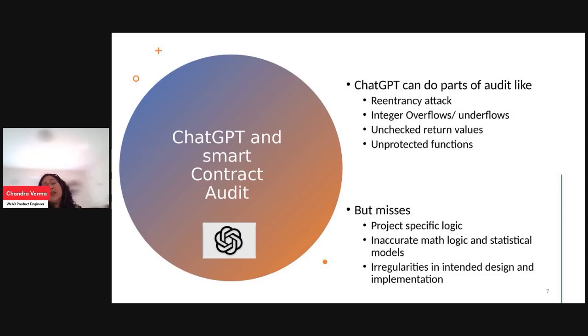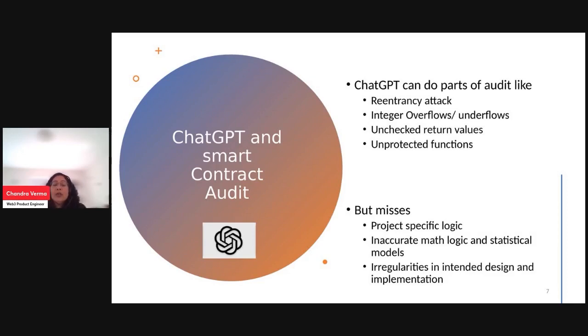A manual process is done for that, so a professional or expert auditor can catch it easily, because they know what the smart contract is intended to do, and why this logic is not working in that way. There are also some inaccurate math logic or statistical models which are not followed properly. ChatGPT cannot get it. If there are irregularities in the intended design, or implementation issues, ChatGPT cannot get them.